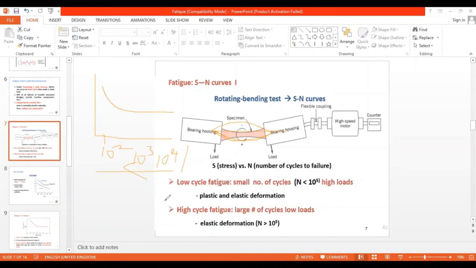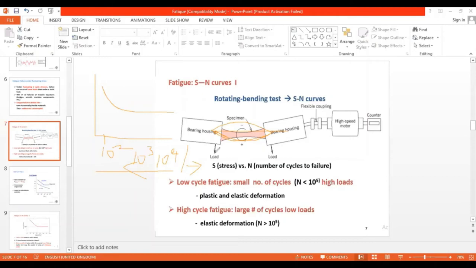Then I have high cycle fatigue, a large number of cycles, low loads. That is N greater than 10 to the power 5 cycles, so beyond 10 to the power 5 cycles. Usually we prefer samples or materials which would last for 10 to the power 7 cycles. There, the number of cycles is large, but the load is low. In low cycle failure, the load is high and the number of cycles is low, right?